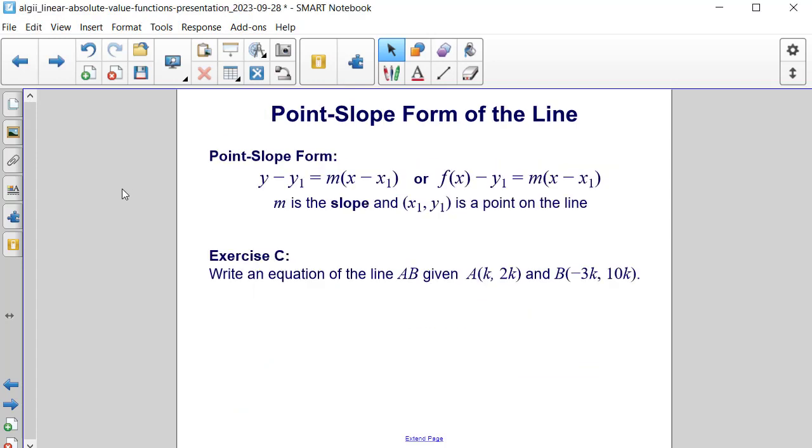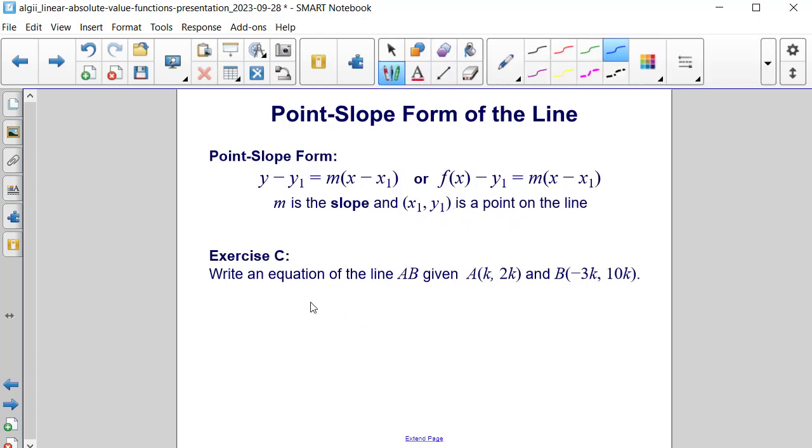Now let's try to find the equation of a line using point-slope form. Remember that point-slope form is y minus y1 is equal to m times the quantity of x minus x1, or in function notation, f of x minus y1 is equal to m times the quantity of x minus x1, where m is the slope, and the point (x1, y1) is a point on the line.